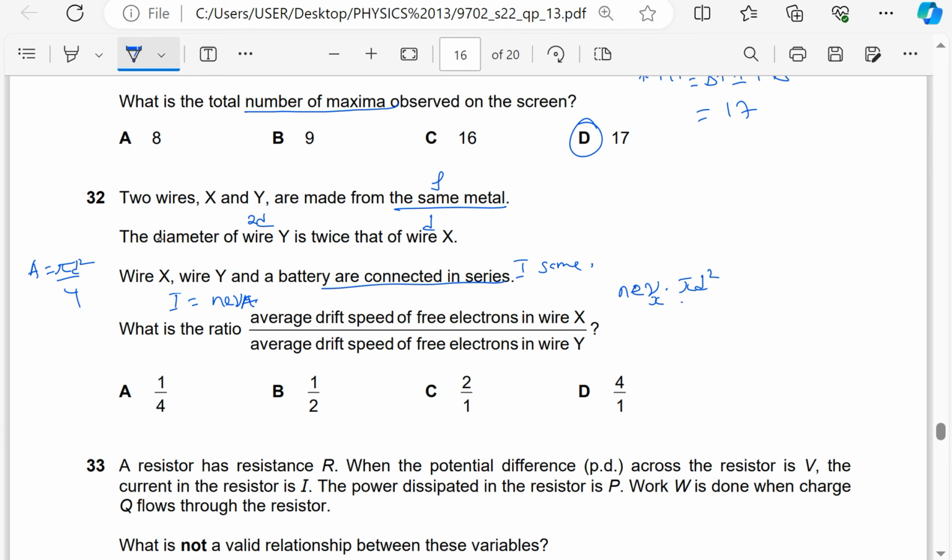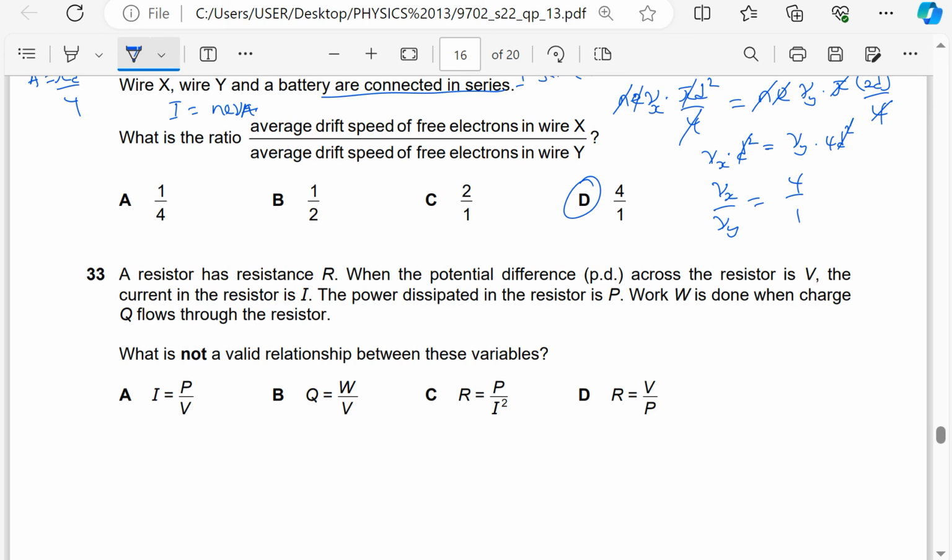So n e Vx times pi d squared over 4 should be equal to n e Vy times pi times twice d squared divided by 4. n, e, pi and 4 cancel, so Vx times d squared is equal to Vy times 4d squared. d squared also cancels. So Vx over Vy is 4 divided by 1, which makes our answer D.